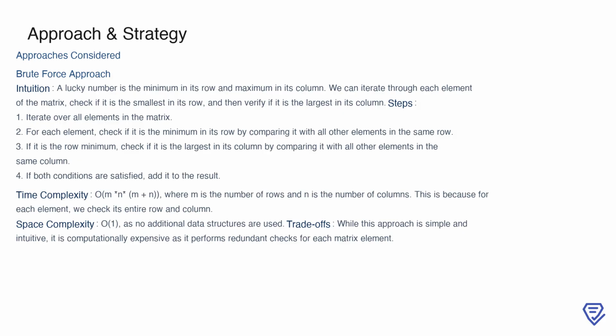However, while this approach is simple and easy to understand, it is computationally expensive. The time complexity is O(m * n * (m + n)), where m is the number of rows and n is the number of columns, because we end up performing redundant checks for each element in the matrix. On the other hand, the space complexity is O(1), as we don't use any additional data structures.